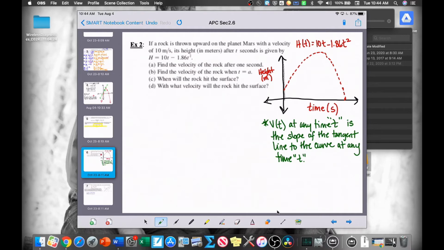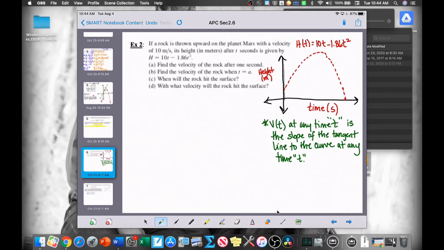And then part C, when will the rock hit the surface? Well, that's asking us when will the height of the rock be 0? And then finally part D, with what velocity will the rock hit the surface? Well, that's going to combine together the time it takes for the rock to hit the surface with the velocity equation. So let's start with part B, okay?